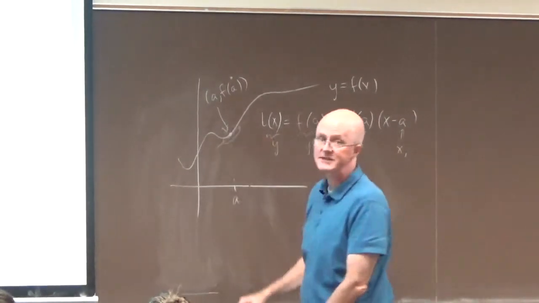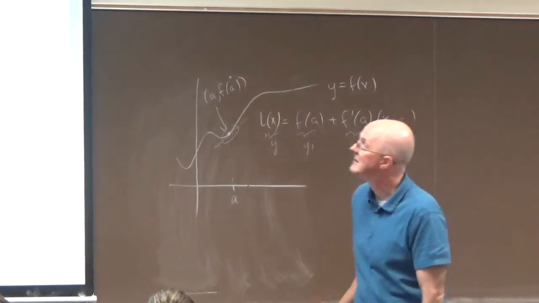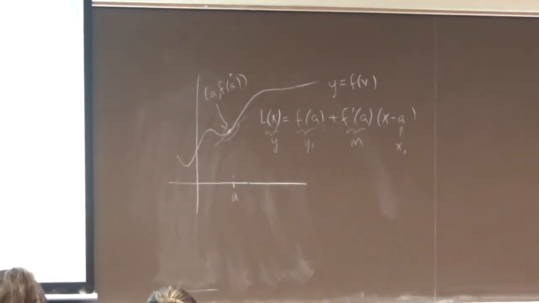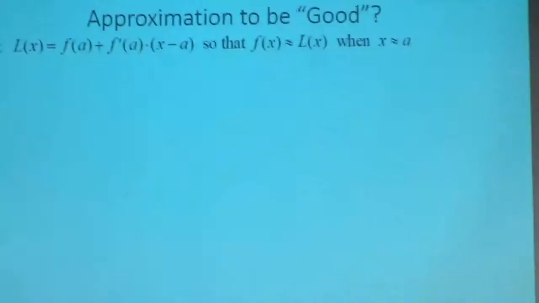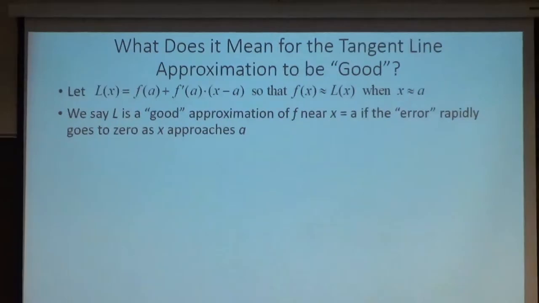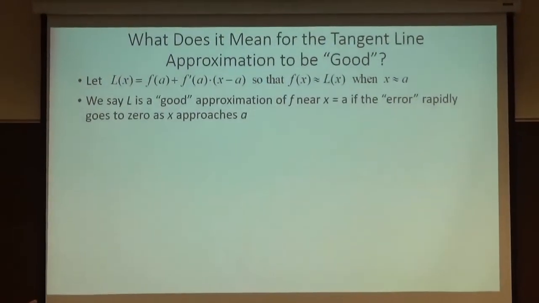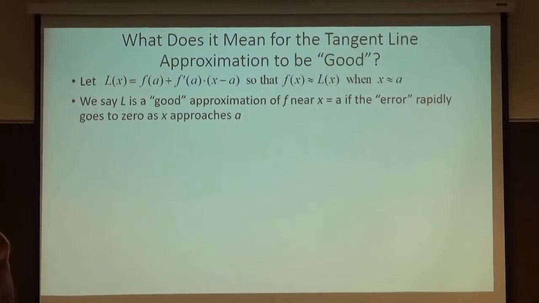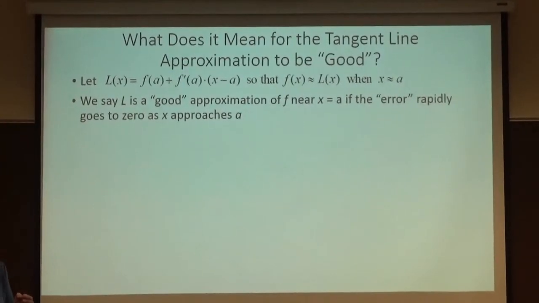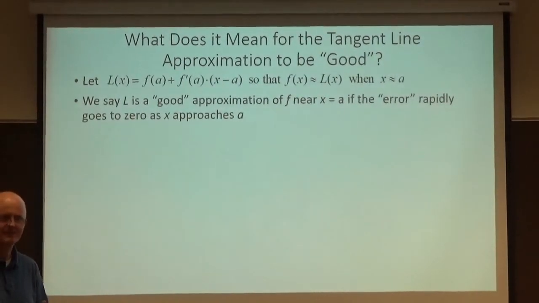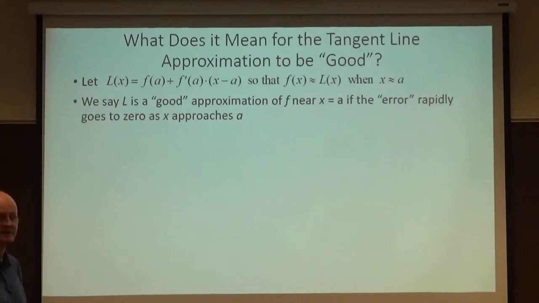These functions are close together when x is close to a. So L of x should be a good approximation for f of x when x is approximately equal to a. But what does it mean to be good? It means it's a good approximation if the error rapidly goes to 0 as x approaches a. What is error? Is it a mistake? The error doesn't mean mistake here. It means how far you are off from the true value by using the approximate value.